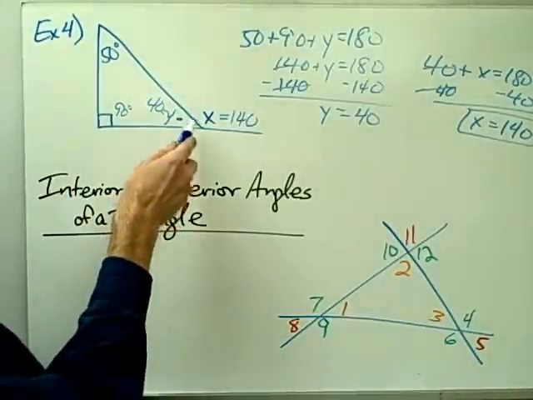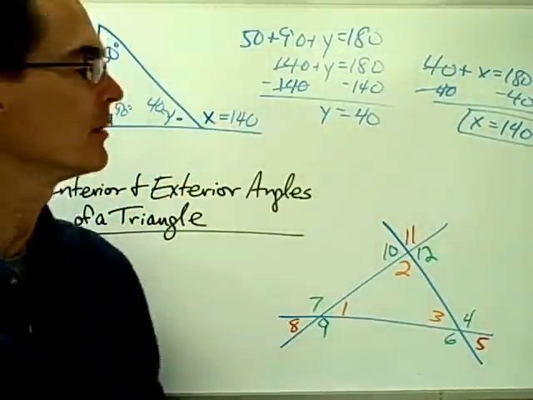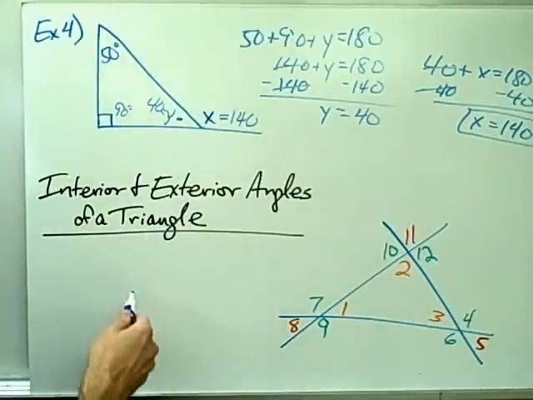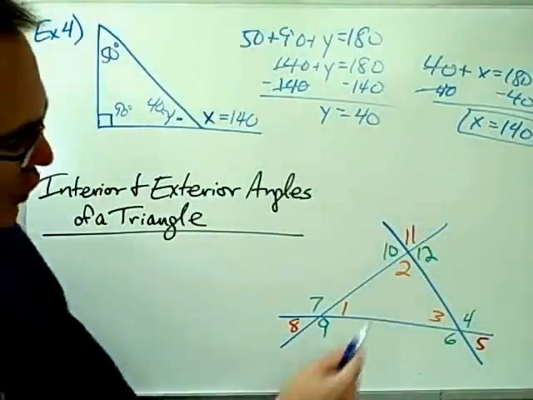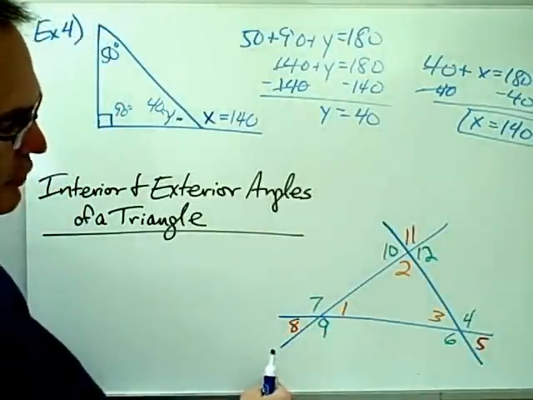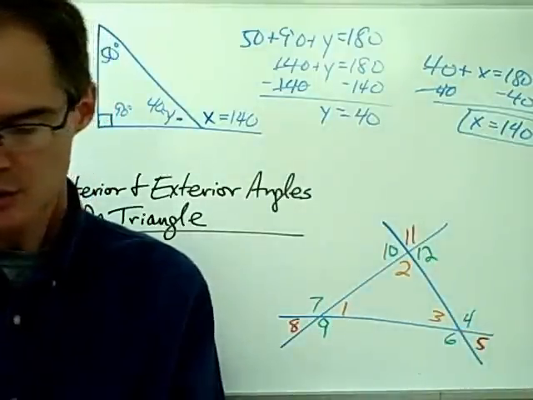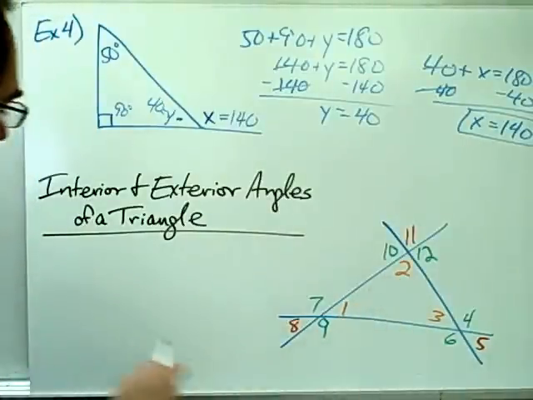Now, this angle right here, it actually has a special name. It's called an exterior angle of a triangle. And that's what we're going to talk about here in this section. Interior and exterior angles of a triangle. Now, here I have a picture of a triangle, and I've actually extended the sides out of the triangle so that it forms these extra angles here on a triangle. So you can see angles 1, 2, and 3 on this triangle, which I've got in orange.